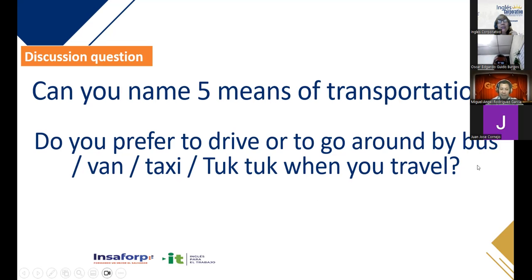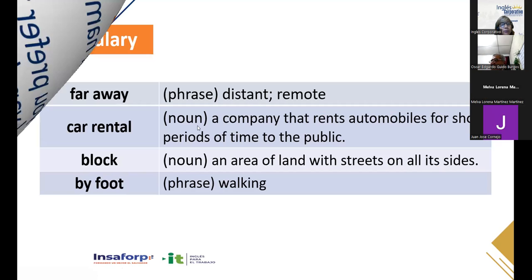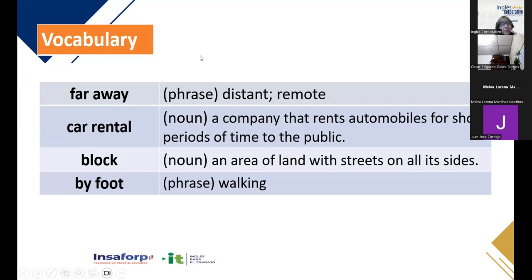Yes. Okay, when you say that you use a means of transportation, you say by bus, by taxi, by car, by train, by plane, by foot. Even using your feet, you say by foot, a pata, right? So don't forget, you use by when you use a means of transportation.